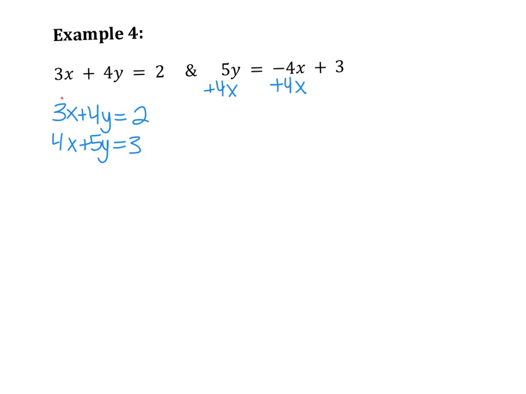So I'm going to multiply my first equation by 4 to create the term 4x as my first term. And then I need the bottom equation to have a negative 12x to cancel with my positive 12x. So I'm going to multiply every term in the bottom equation by negative 3.